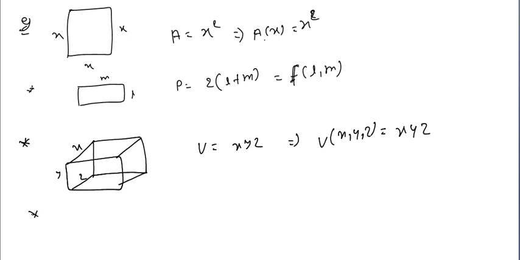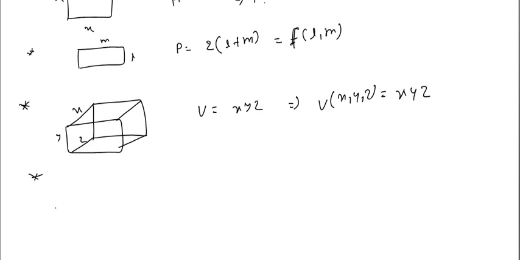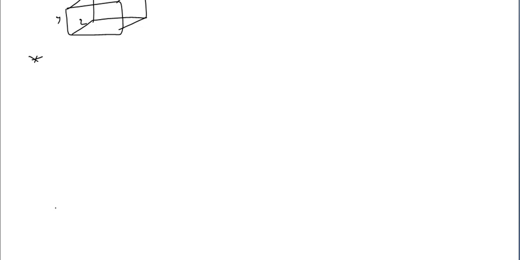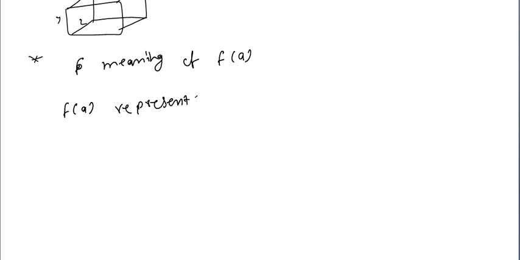This is just interpretation of the function, but now there is a huge part of function that has remained. So let's start the meaning of f of a. Just see here, meaning of f of a, that is value of a function at a point. That is, f of a is nothing but represents value of function at x equal to a.